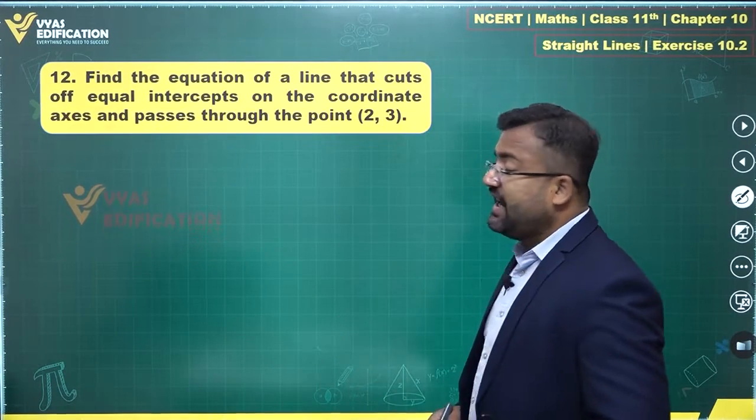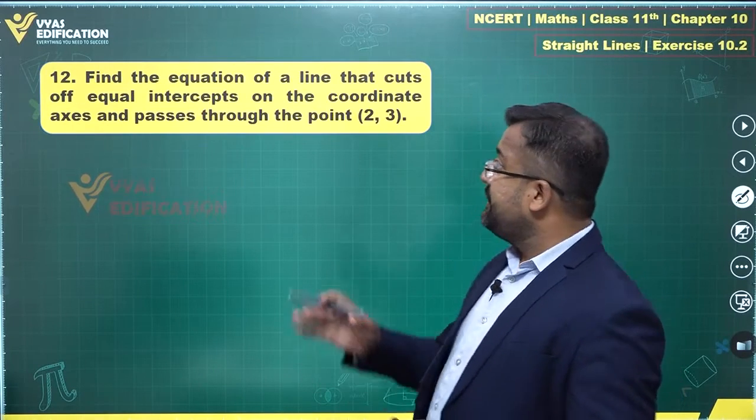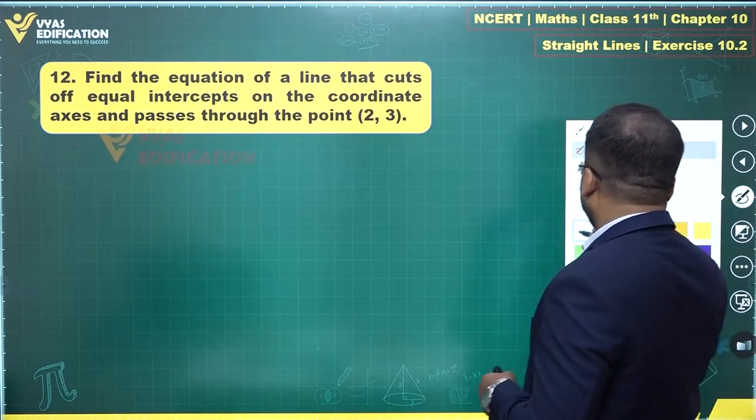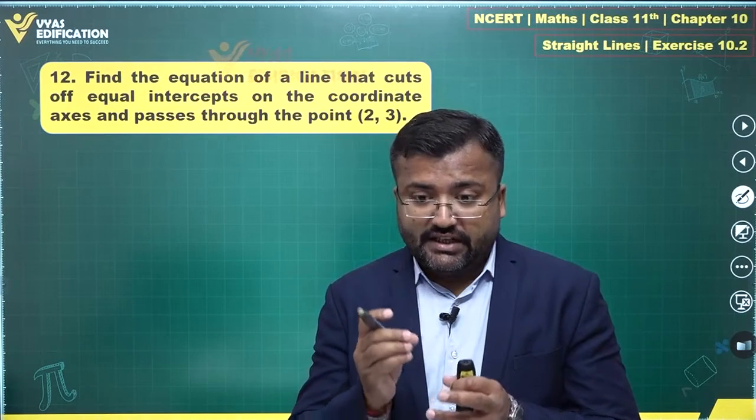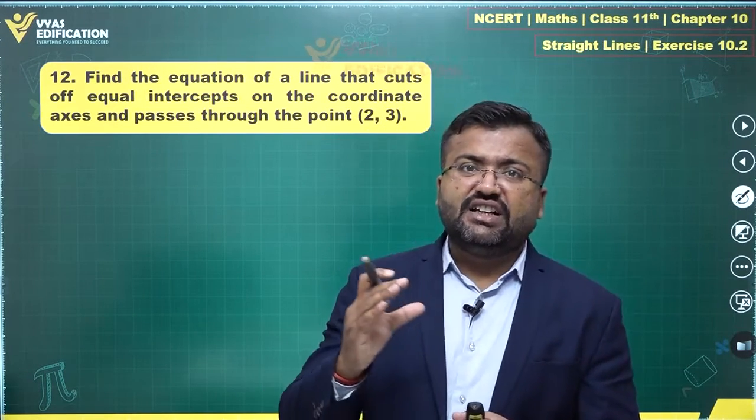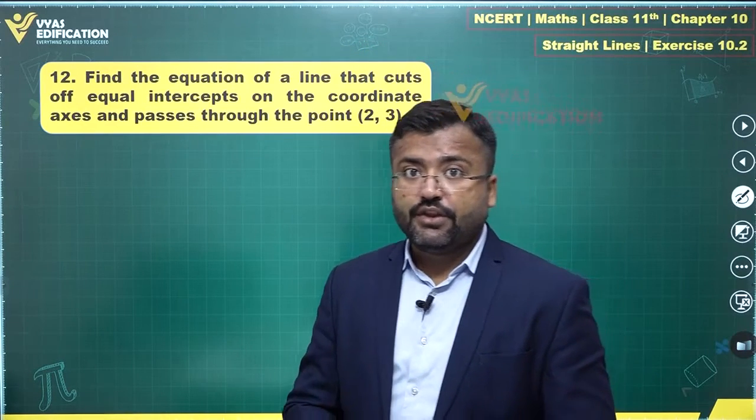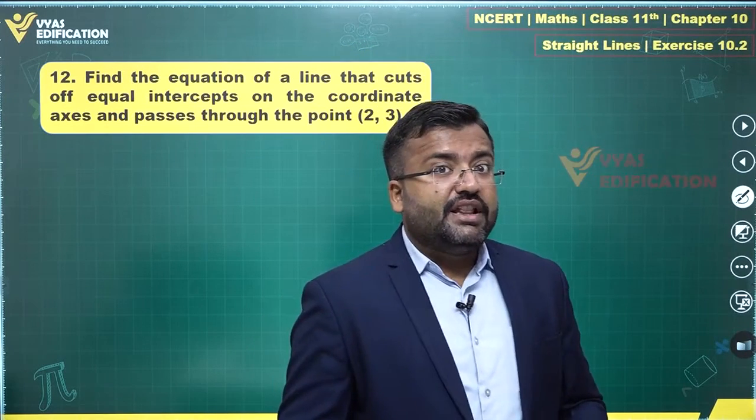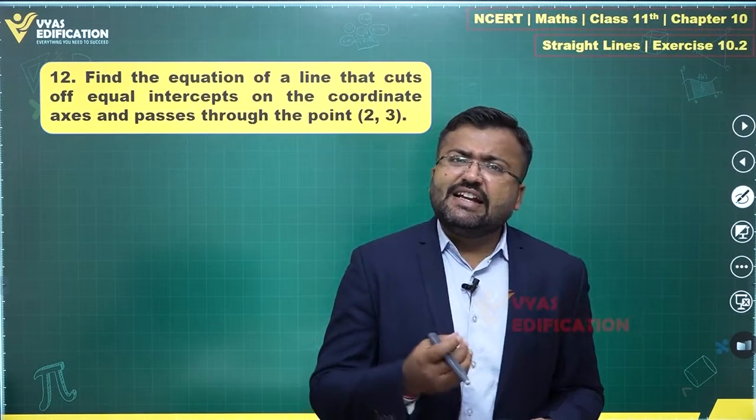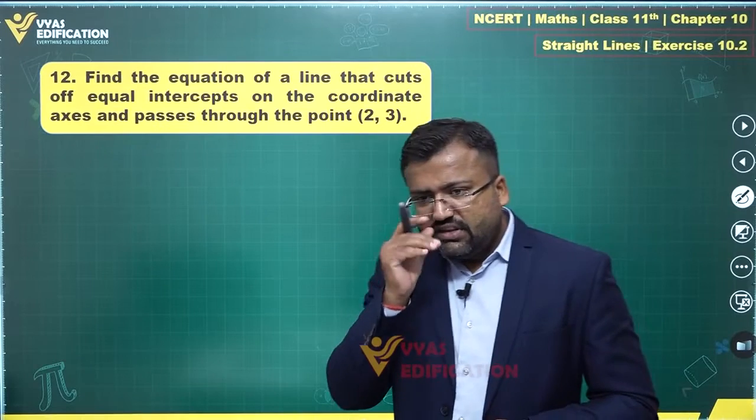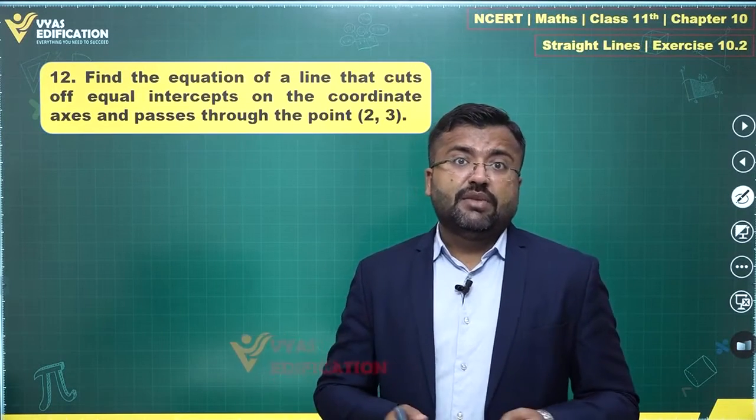You're given a condition that the line cuts off equal intercepts on the coordinate axis. By equal intercepts you mean they're actually equal. If one intercept is +3, the other intercept will also be +3. Another idea could be that the intercepts are of equal length. In that case, 3 and -3 are both the same length, right?